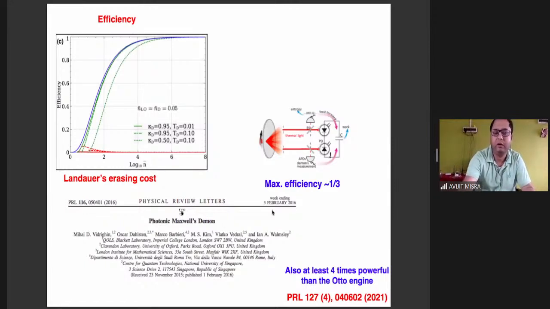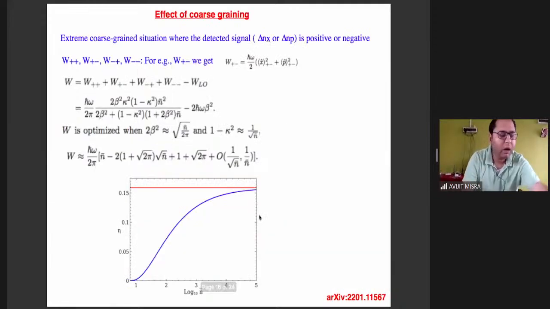So this is the novelty of this work. Okay. Now I will discuss coarse graining. Earlier I assumed that we can detect delta NX and delta NP exactly. But what if the resolution of the detector is not so good? So they're counting 5 photons and showing, say, 3 or 2 or something.